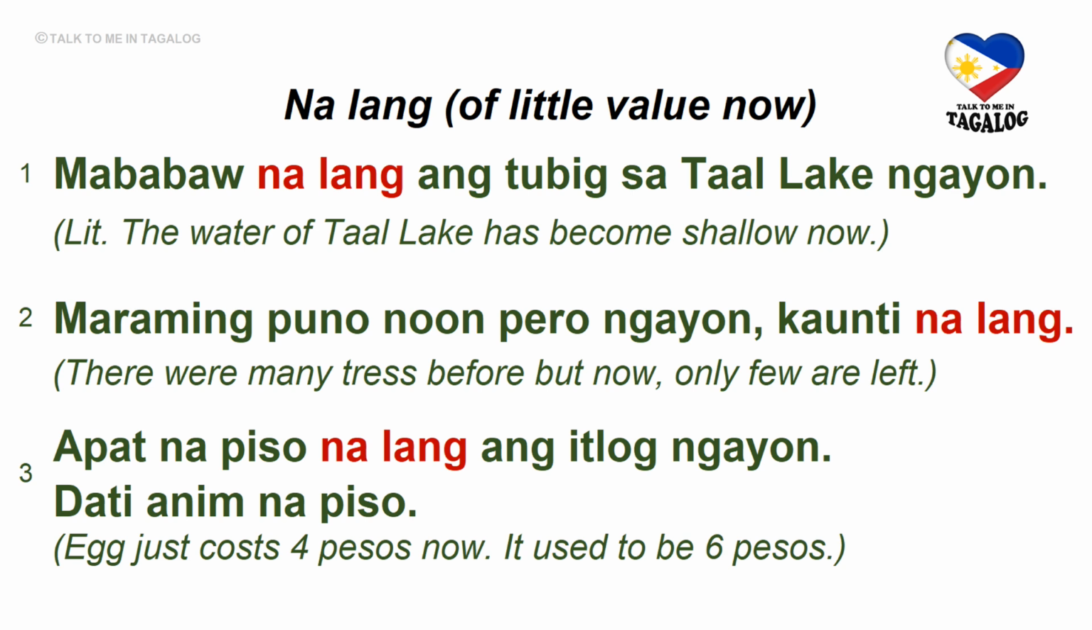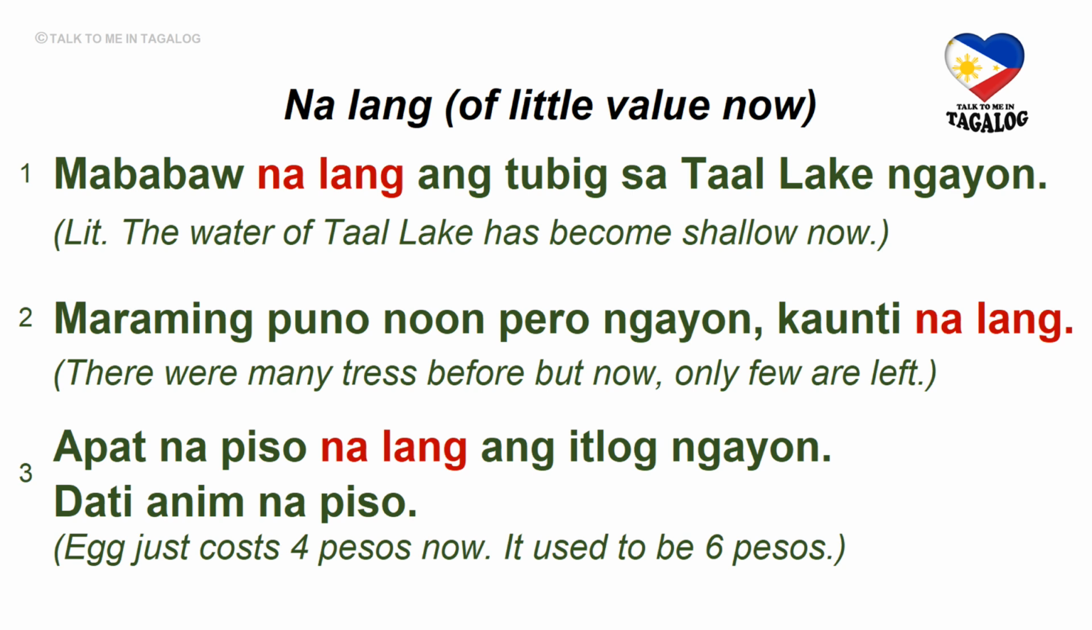Number 2, maraming puno noon, pero ngayon, kaunti na lang. Marami is many. Puno is a tree. Noon is a long time ago or before. Pero means but. Ngayon is now or today, and kaunti means few. Maraming puno noon, pero ngayon, kaunti na lang. There were many trees before, but now, only few are left.